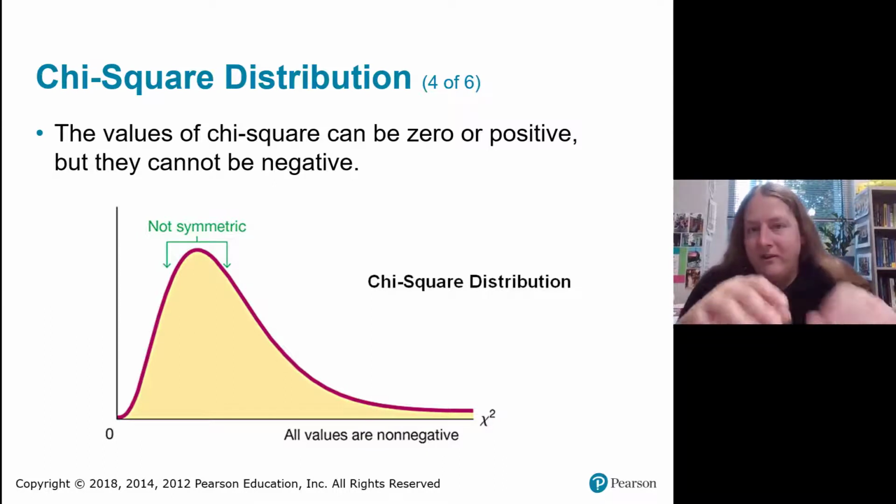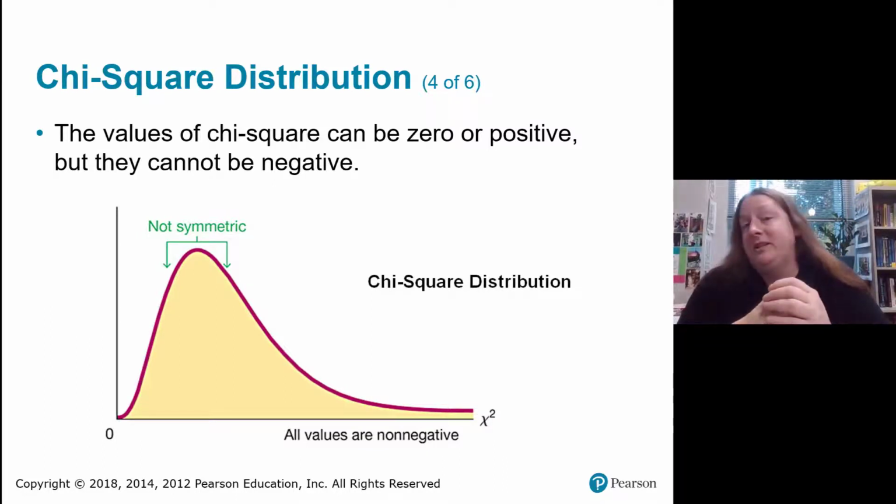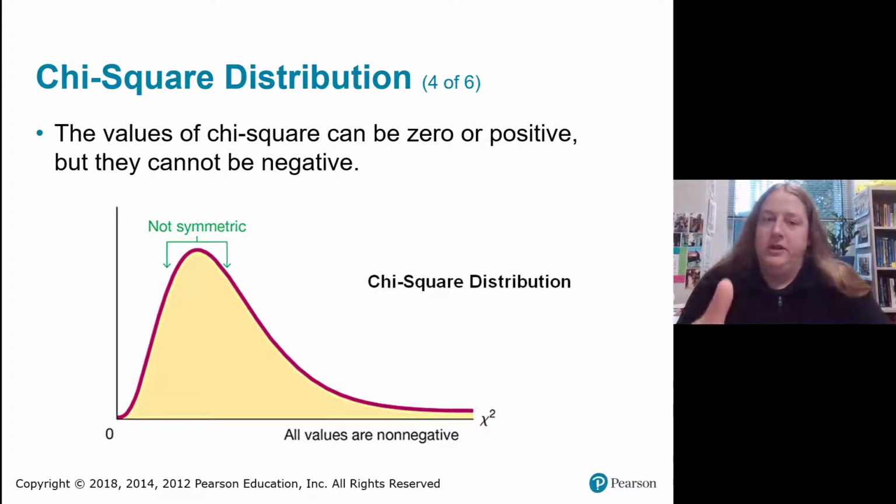Also, the values for the chi-square distribution, they can be 0 or they can be positive, but they can't be negative. Anything squared can't be negative, right? When we're talking real numbers, that's what's going on here, all right? So that's our chi-square distribution.